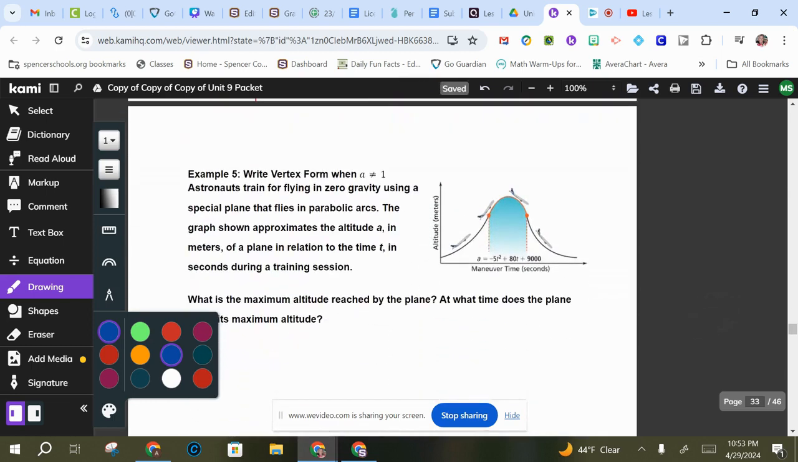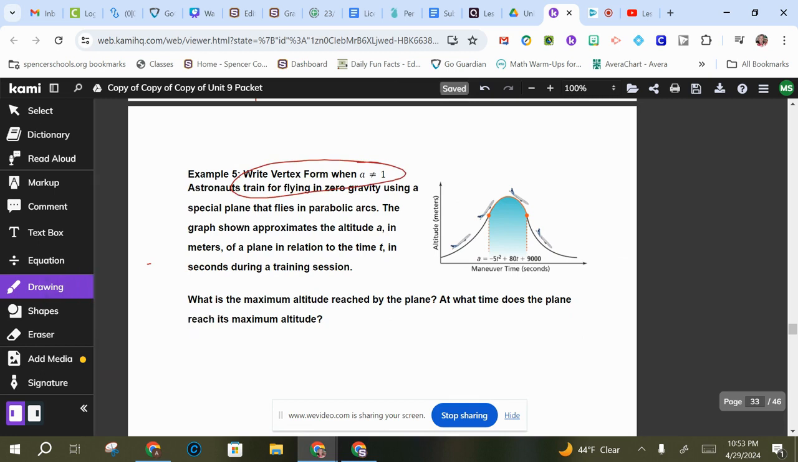All right, last example. And on this last example, you're going to notice, kind of from the directions here, that a doesn't equal 1 anymore. So there's a little step there in the middle. It's not too hard to understand, but you've got to be careful with it.